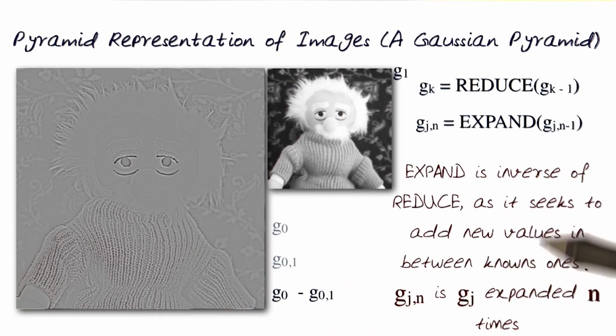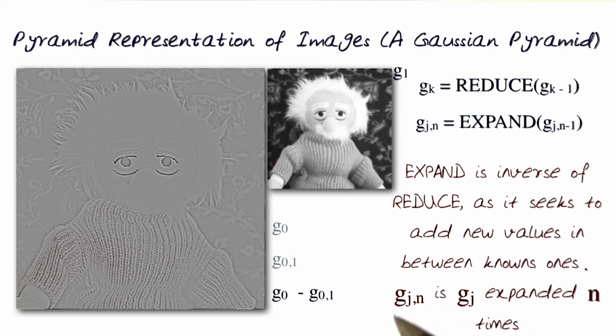So in essence, the expand is the inverse of the reduce, as it attempts to add new values between known ones. Again, remember the example when we went from an 8x8 to a simple 4x4. In essence, what we're trying to do is go from a 4x4 to an 8x8, meaning we will be adding new values. Of course, there will be error and we want to be able to measure it.